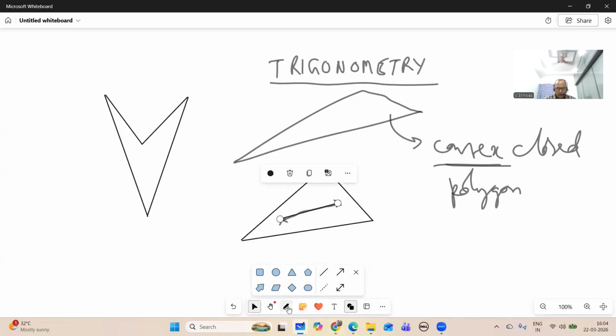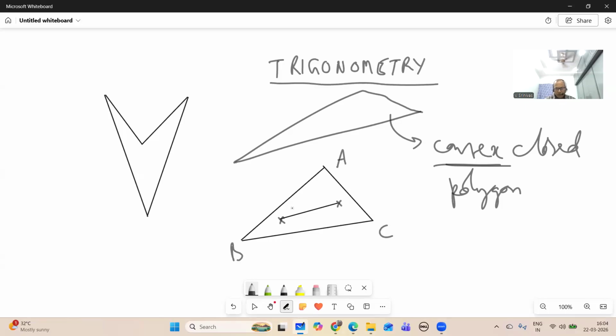So let me draw it clearly. I have taken these 2 points and joined them with a line segment. That line segment must be in the interior. If I name this triangle ABC, and take 2 points P and Q and join P and Q with a line segment, the line segment joining P and Q must be inside the interior of ABC. All these points form the interior of triangle ABC.